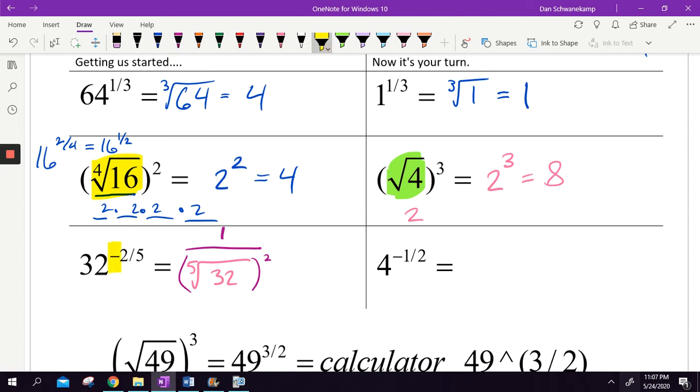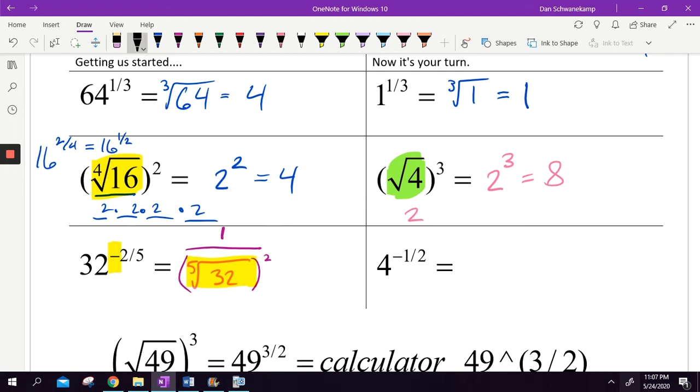When you see that negative sign, it puts it on the bottom of a fraction. Then we can just do this piece by piece here. The 5th root of 32. So what number, when you multiply it together 5 times, is going to get you 32? The answer is 2. 2 times 2 is 4, times 2 is 8, times 2 is 16, times 2 a 5th time would get me 32.